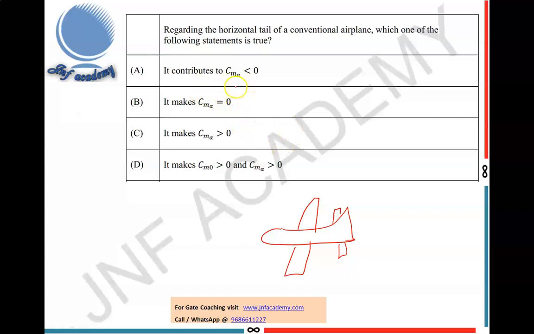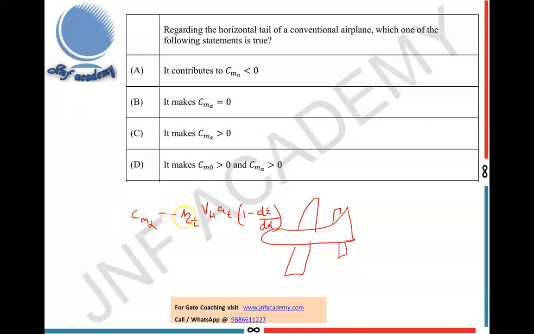So what they are asking is which of the following statements is right. Cm alpha is the moment coefficient due to the angle of attack, right? We know that Cm suffix alpha, which is dCm by d alpha, is equal to minus eta t, the tail efficiency, VH, the tail volume ratio, AT, the lift curve slope of the tail, times 1 minus d epsilon by d alpha. So this is the Cm alpha equation.